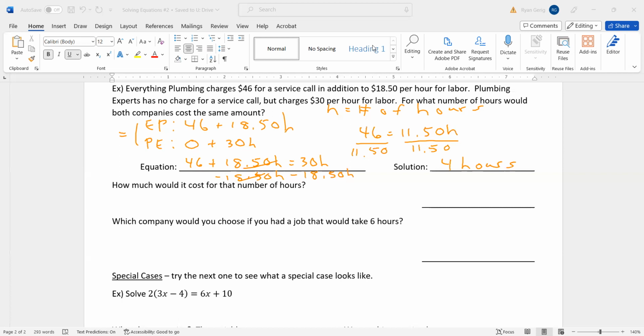Now, let's interpret this a little bit. How much would it cost for that number of hours? Well, if it's $30 per hour and there's 4 hours, that would be $120 for Plumbing Experts. What about for Everything Plumbing? Well, we should know it's going to be $120 because they're the same, but let's check just to make sure.